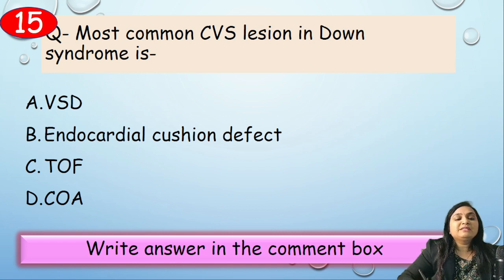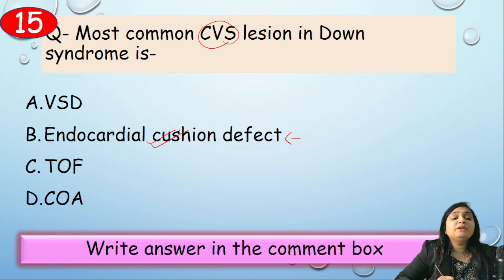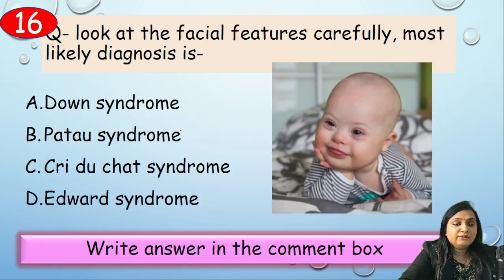Most common CVS lesion in Down syndrome. This also we have discussed: the most specific type of CVS is endocardial cushion defect, and if you don't have ASD in the options, then the most common type of congenital heart disease is also endocardial cushion defect.